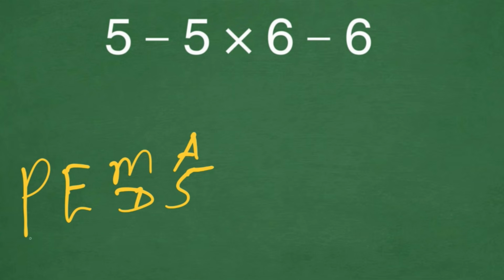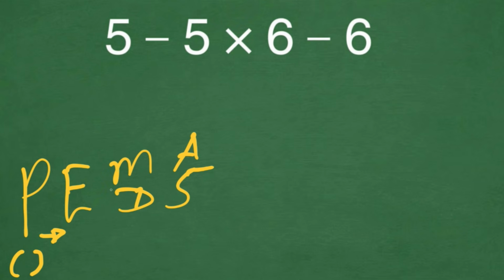so here P stands for parentheses, E stands for exponent, M and D stand for multiplication and division, and A and S stand for addition and subtraction. So according to this rule, the first thing to solve is parentheses. And then after we solve all the parentheses, we are allowed to move to exponent. And the second thing to solve is exponent. And then after we solve all the exponents, we are allowed to move to multiplication and division.